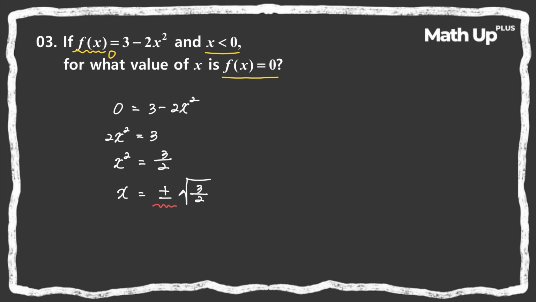Now, if we rationalize this square root by multiplying square root of 2 here and here, then that's going to be equal to plus or minus square root of 6 over 2. And since x is negative, the answer is x is equal to negative square root of 6 over 2.